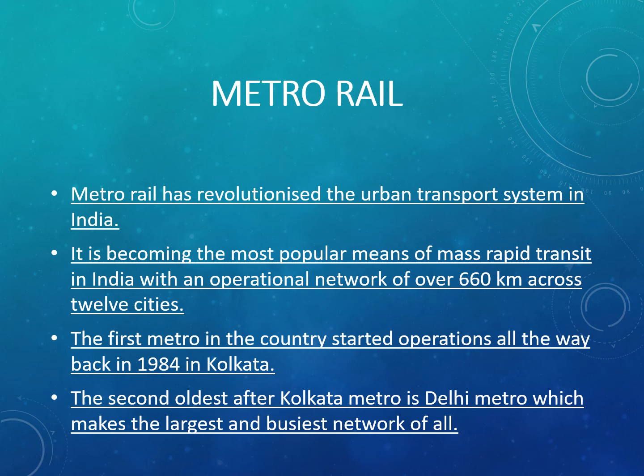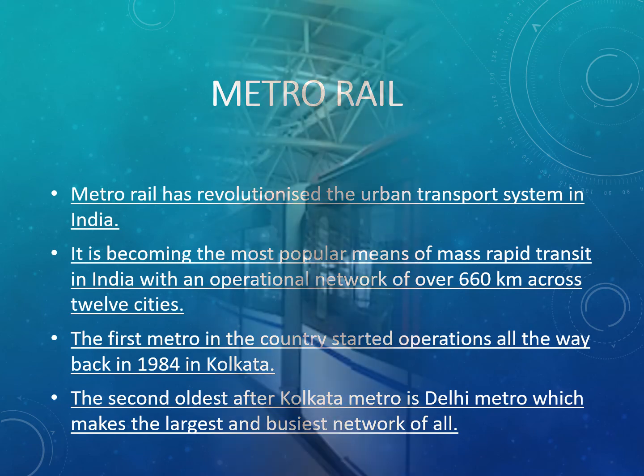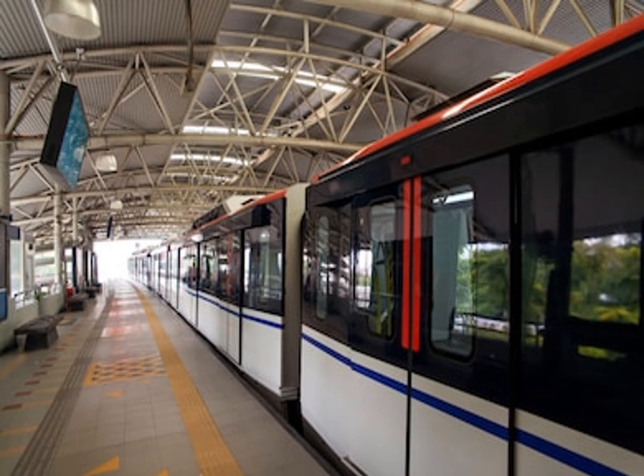The second oldest after Kolkata Metro is Delhi Metro, which makes the largest and busiest network of all. Following the success of Delhi Metro, other cities in India also started exploring the option to implement metro projects. With this idea, more than 1 trillion Indian rupees was invested in metro projects in the year 2018 and 19. This is the Delhi Metro line, the largest and the busiest metro network of all.